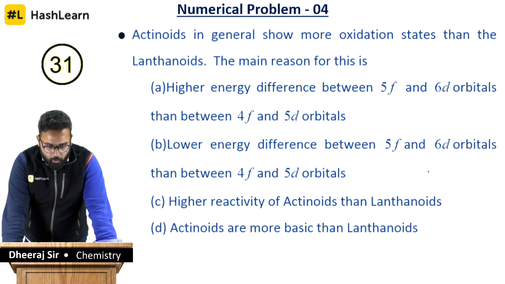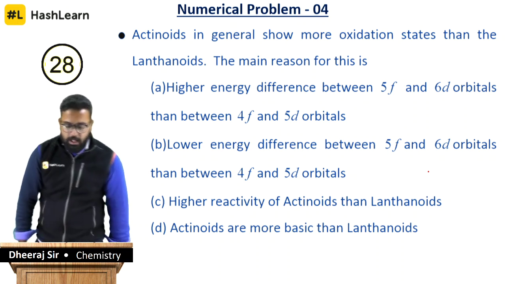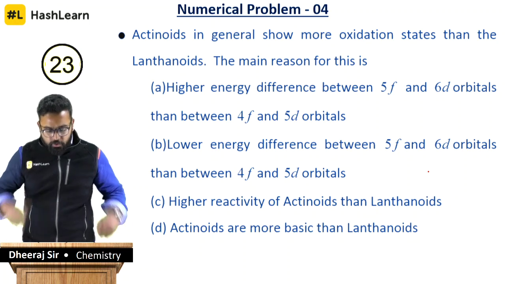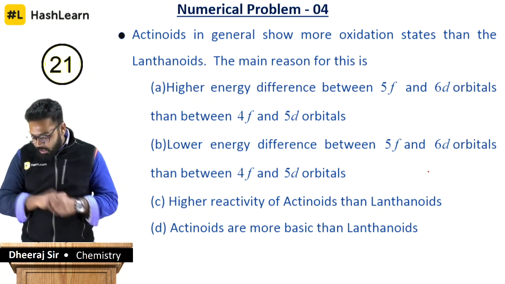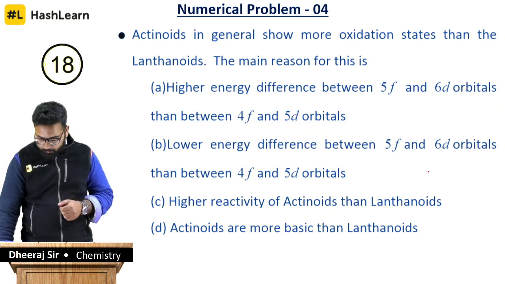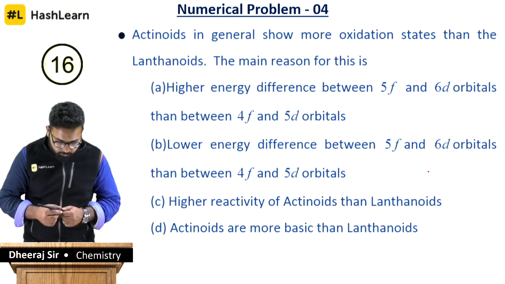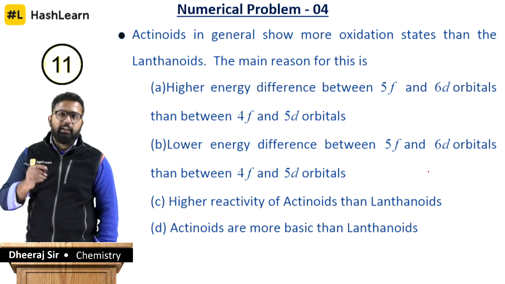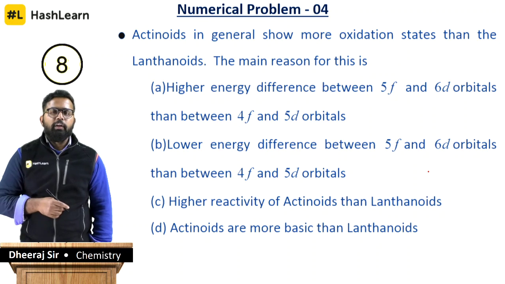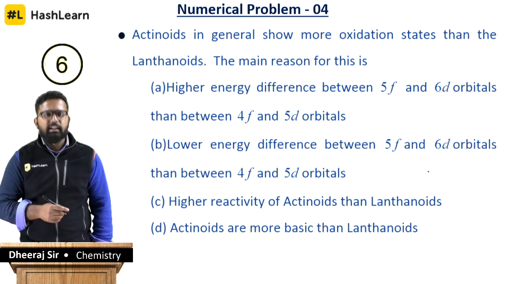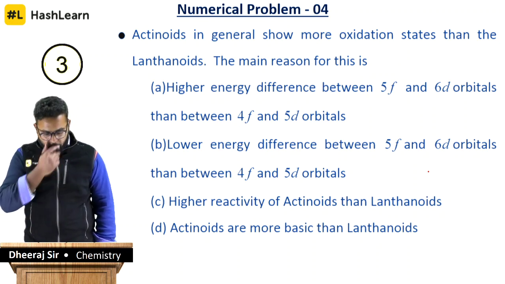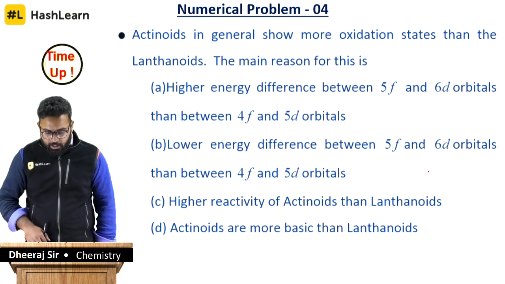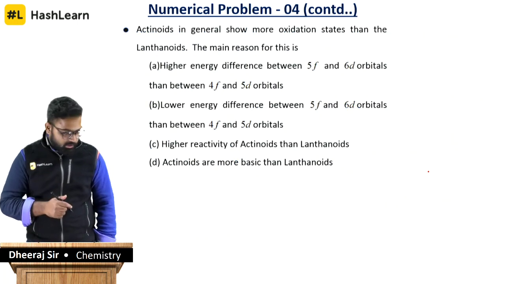Actinoids in general show more oxidation states than lanthanides. The main reason for this is the question: why do actinoids show more oxidation states than lanthanides? So what is it going to be? Think about it. I would say this question shouldn't take us too much time. You should be able to give us the answer pretty straightforward. Higher energy difference between 5f and 6d orbitals.